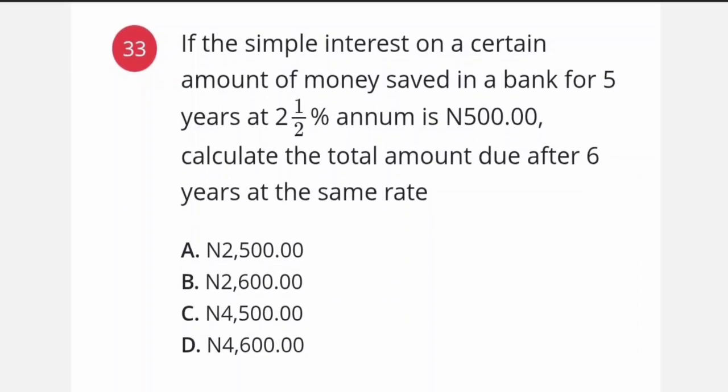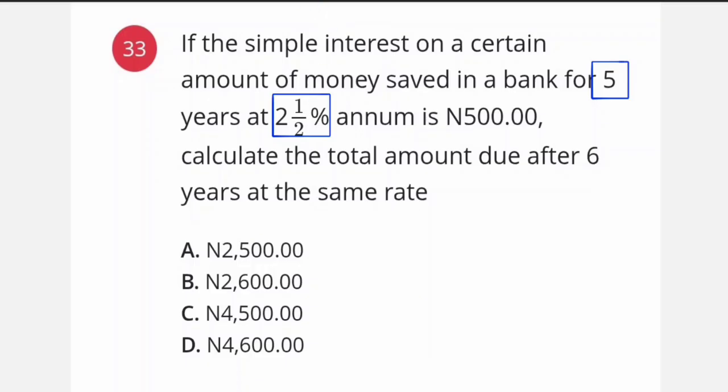Here is question 33. It reads, if the simple interest on a certain amount of money saved in a bank for 5 years at 2.5% per annum is 500 naira, we should calculate the total amount due after 6 years at the same rate.